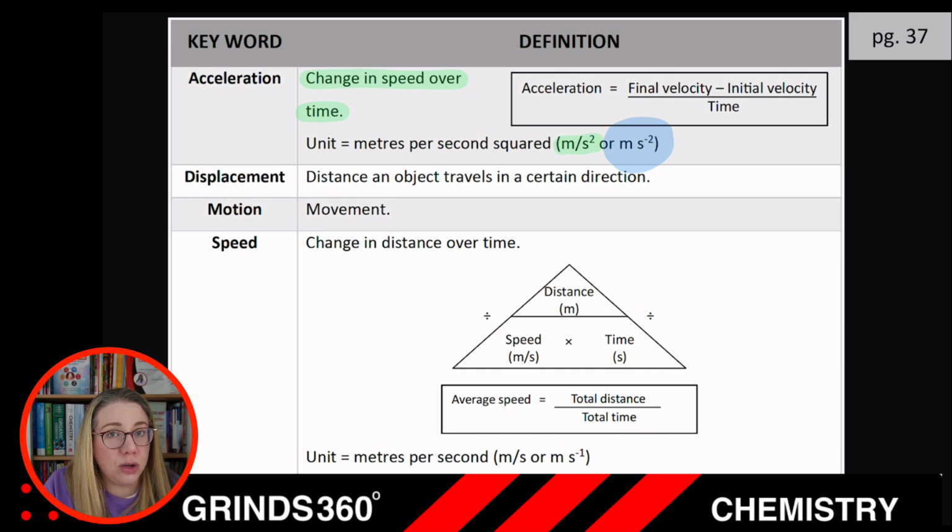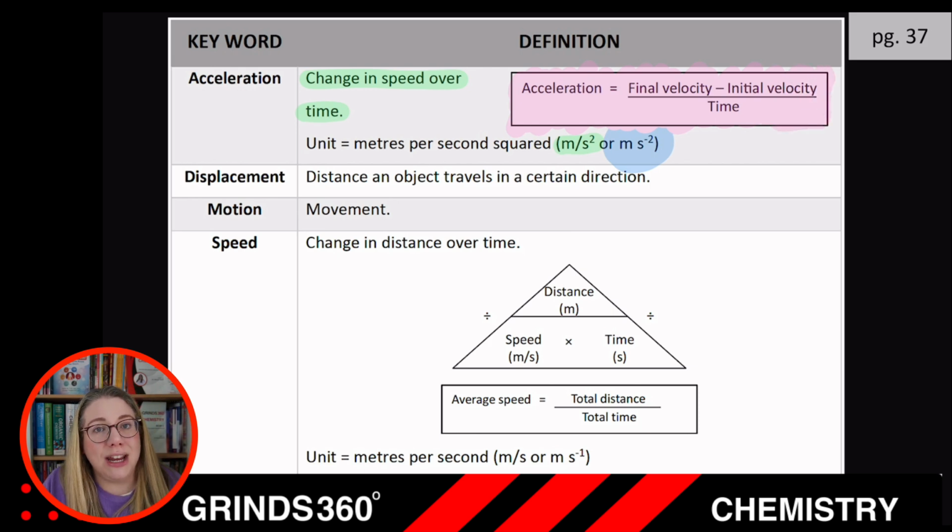And it's important that you know what the unit is, because it's quite often on the exam they ask you what is the unit. To calculate acceleration, we have this formula here. Acceleration is the final velocity or speed minus the initial over the time.